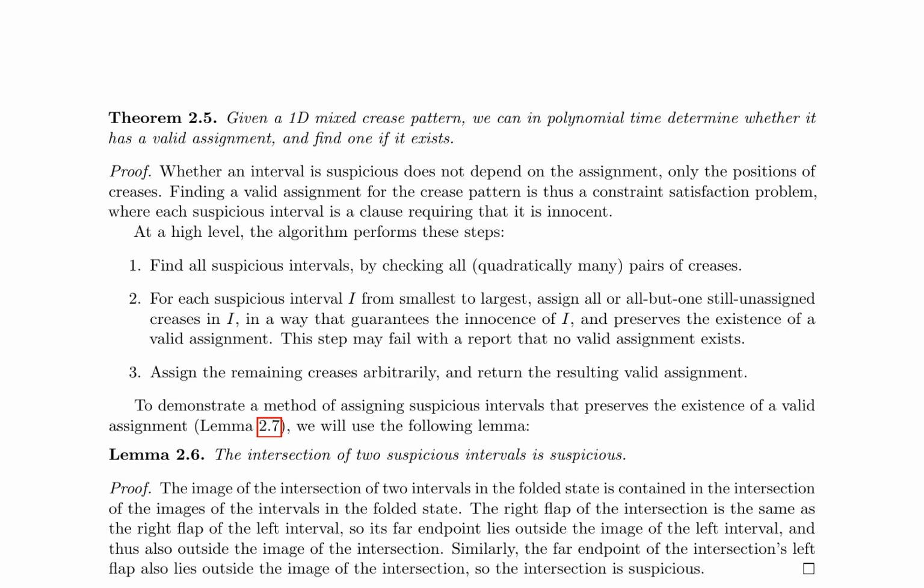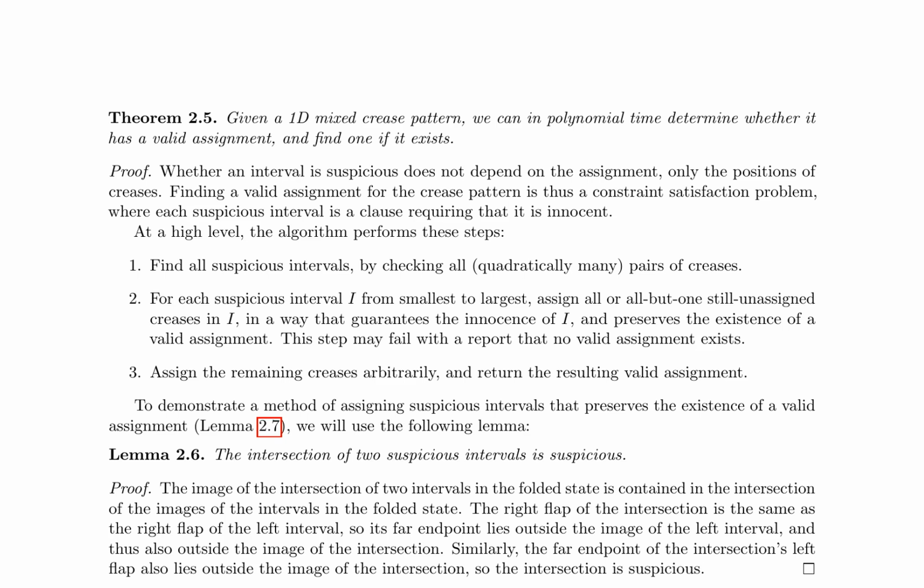The algorithm for determining whether a given 1D mixed crease pattern has a valid assignment and finding one if it exists is presented in Theorem 2.5. This theorem is pivotal in origami, where the assignment of creases significantly impacts the final folded structure. The proof involves 3 main steps. First, all suspicious intervals are identified by checking all pairs of creases, resulting in a quadratic number of checks.